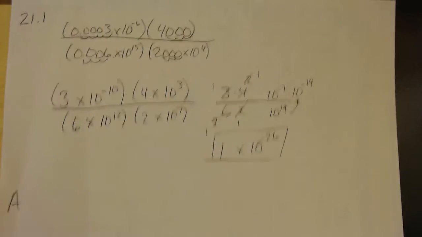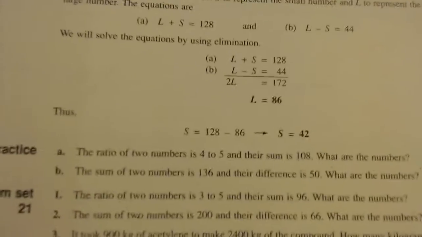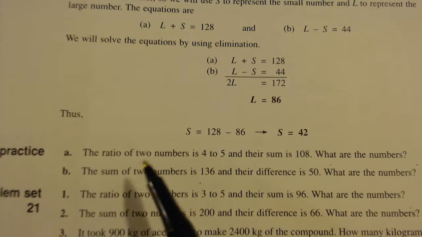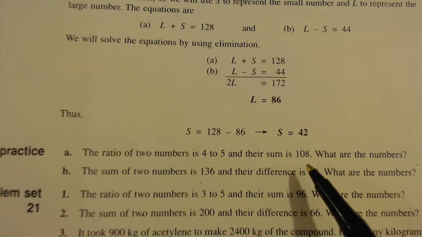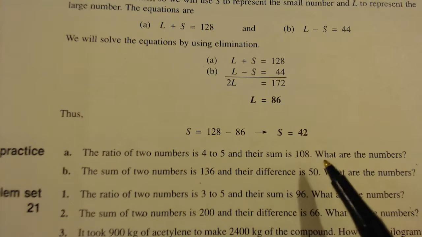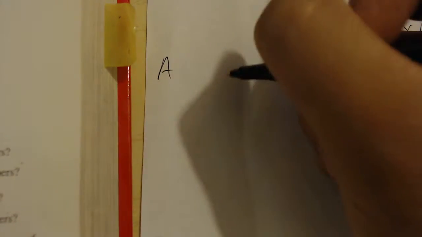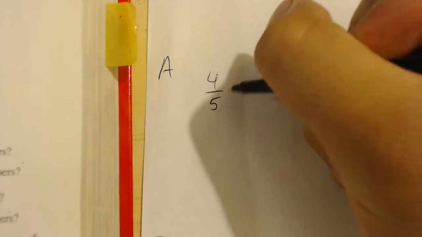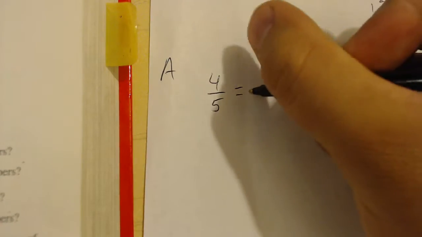Now we'll be moving to two statements of equality, starting with practice A. They tell us the ratio of two numbers is 4 to 5, and their sum is 108. So we can turn this ratio into an equation, and then we can turn their sum into an equation. So we'll start with the ratio of 4 to 5, and we'll use a proportion.